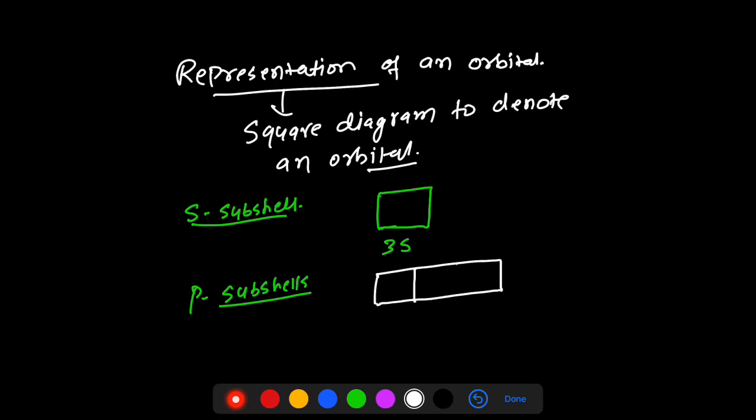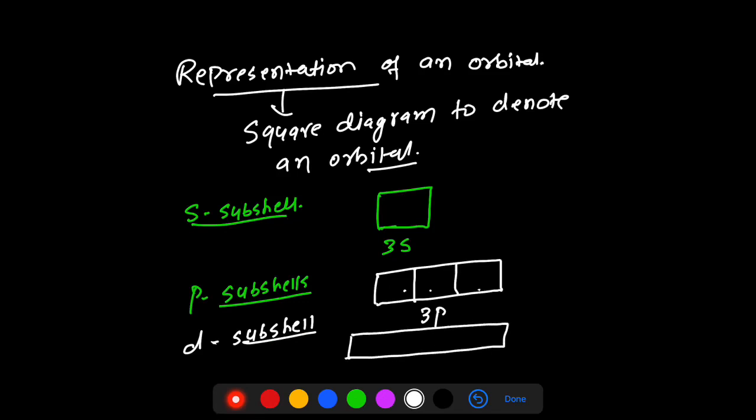If I had to denote the P subshell and its orbitals, we know that a P subshell has 3 orbitals. So a rectangle over here, we divide it into 3 squares. Suppose it's 3p. So these 3 are the orbitals of P. Similarly, you can denote the D subshell using 5 blocks. 5 blocks, right? Suppose it's 3D or 4D or 5D, any orbital. These blocks are what? Orbitals. Similarly, you can show the F subshell also.